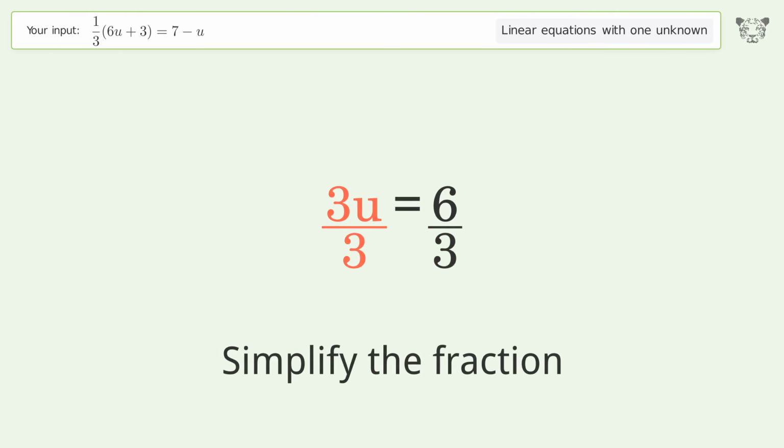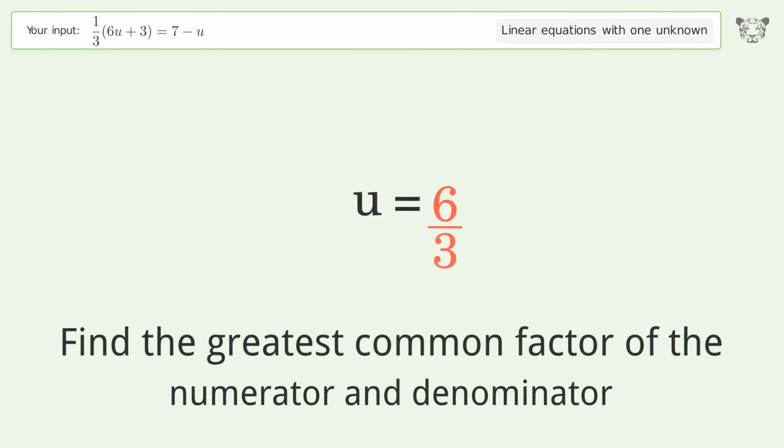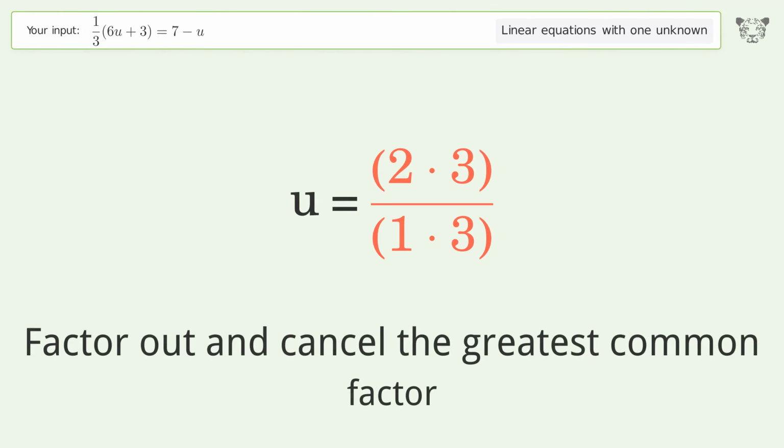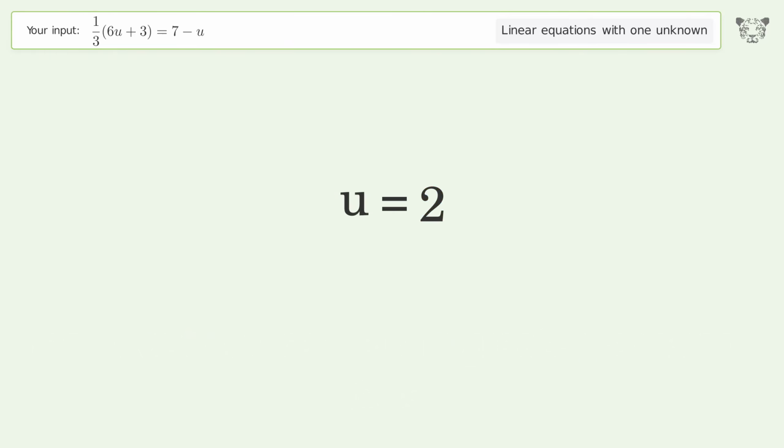Simplify the fraction. Find the greatest common factor of the numerator and denominator. Factor out and cancel the greatest common factor. And so the final result is u equals 2.